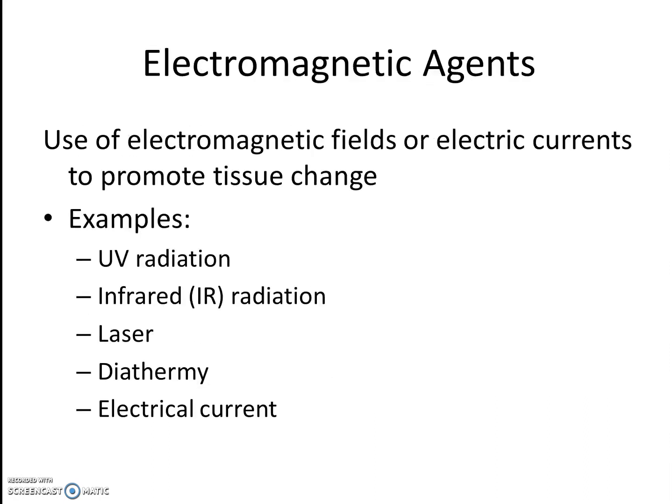Moving on to our electromagnetic agents. With our electromagnetic agents, that uses an electromagnetic field or some type of electrical current, and the goal is to promote a change in the tissue. And we can do this through UV radiation, through infrared radiation, IR radiation, laser, diathermy, and electrical current. I will say out of all of these, you will most commonly see electrical current. Some of these other examples are not as commonly used in all physical therapy settings, and some may be used more in one setting than another.